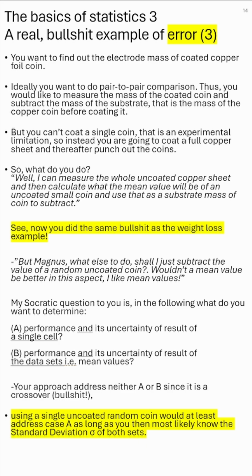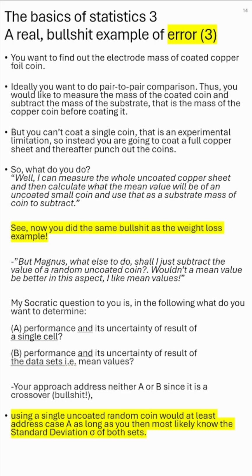So then you say, but Magnus, what else can I really do here? I mean, I must subtract some kind of reference to get the coating weight. Shall I just take a random uncoated coin? Is that what you want me to do? I mean, wouldn't the mean value be better in this aspect? I mean, I like mean values. I've heard mean values are more accurate, right?